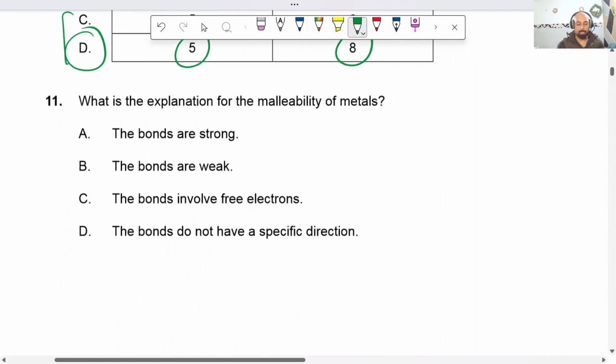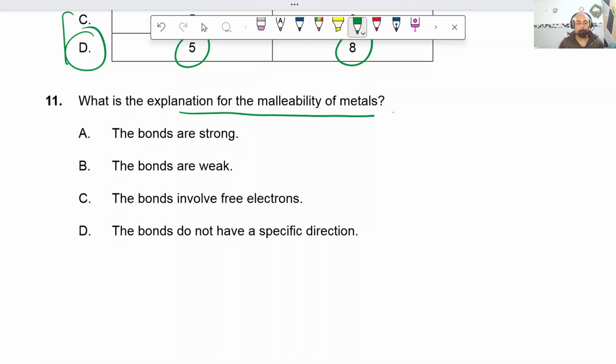Let's talk about question number 11. What is the explanation for the malleability of metals? Yep. So the bonds are strong. Bonding strength has nothing to do with malleability. Right? So malleability means that metals can be molded in any direction, and that is only possible because the bonds do not have any specific shape.